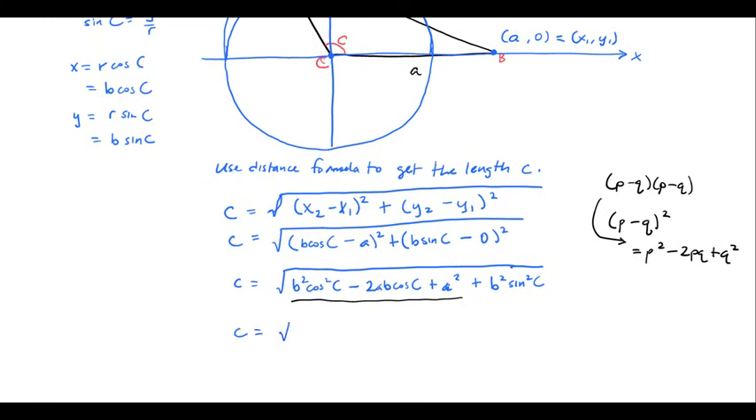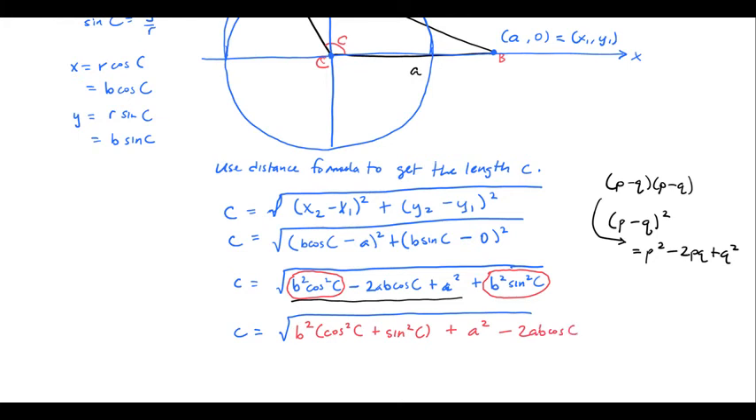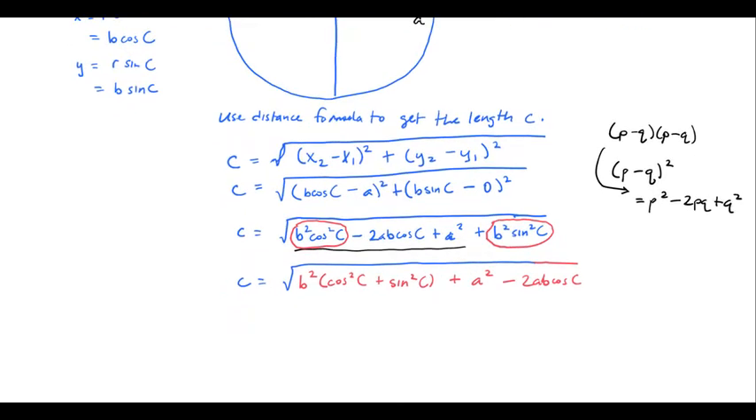At this point, you may notice something kind of nice going on here. I have a term here, b squared cosine squared of c, and another term here, b squared sine squared of c. Let's try putting those together. So I'm going to put those together and factor out a b squared. And then leave this a squared here, and then minus 2ab cosine of c. So just pull that square root over a little bit. There we go. It's a nice multicolored square root sign. And we know that cosine squared of c plus sine squared of c is just 1. So that whole term there is b squared times 1 plus a squared minus 2ab cosine of c.